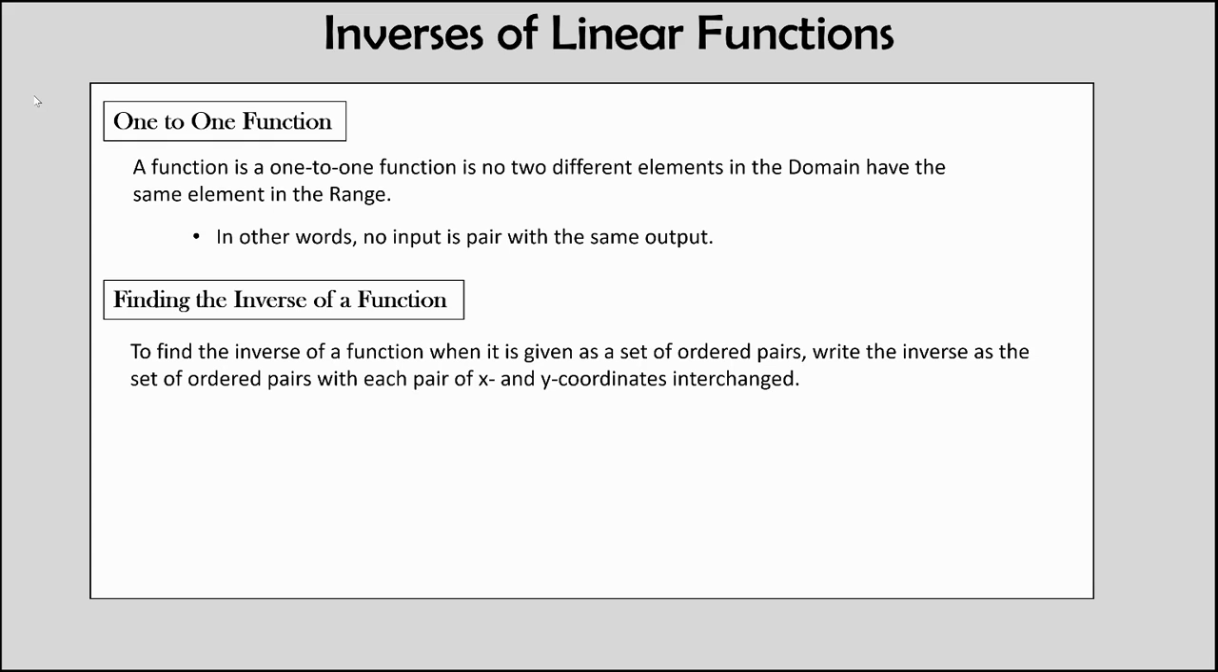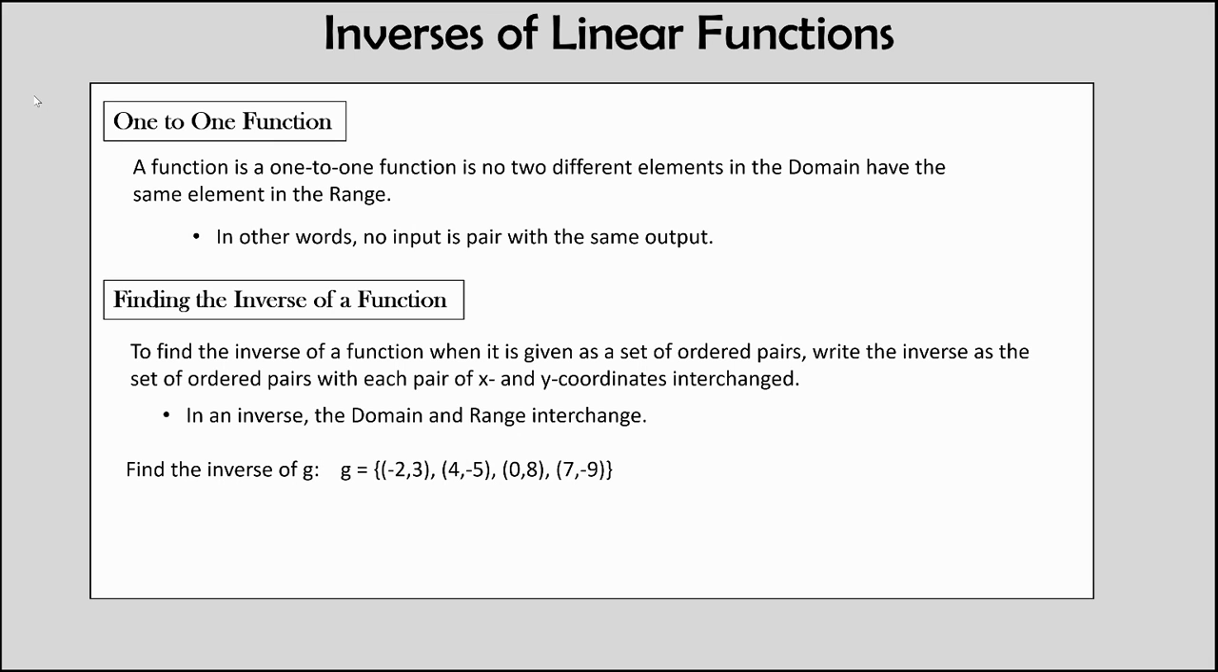To be able to write the inverse of a set of ordered pairs, we simply rewrite it with the x and the y coordinates interchanged. In other words, we're going to interchange the domain and the range. So let's say we were given function g.